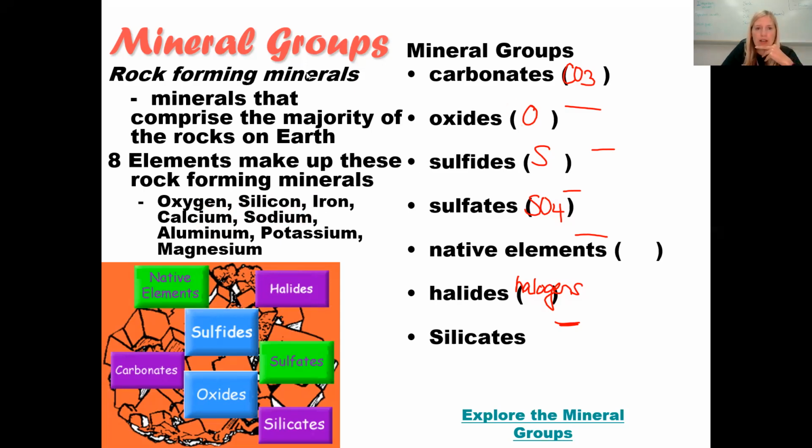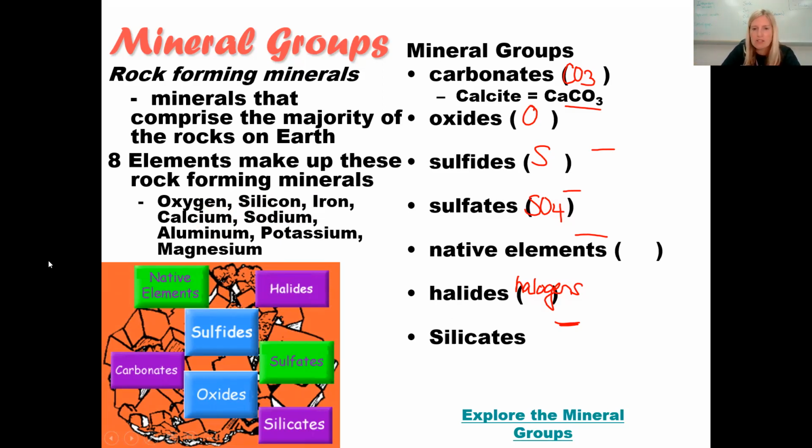So we've got our mineral groups. We start with our carbonates. This just means that their formula ends with CO3, since CO3 is a carbonate. An example of a carbonate is calcite, which I showed you before. That was our one that was kind of slanted over. That's calcium and carbonate. That's an example of a carbonate.